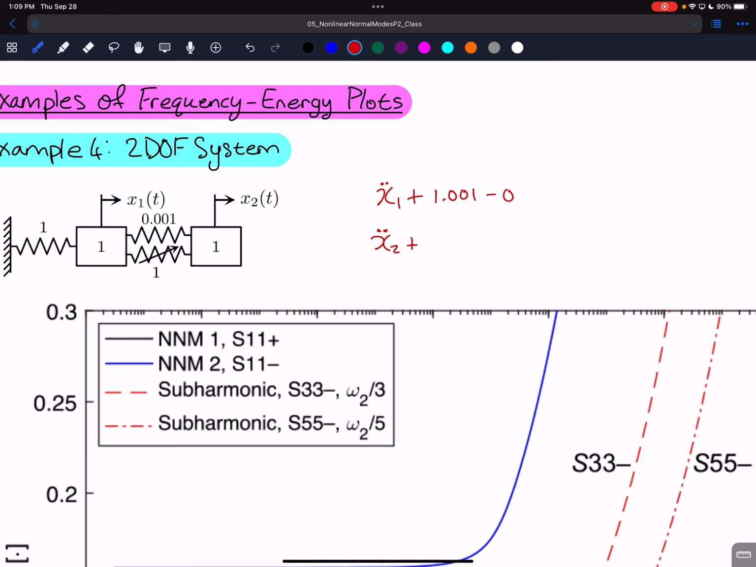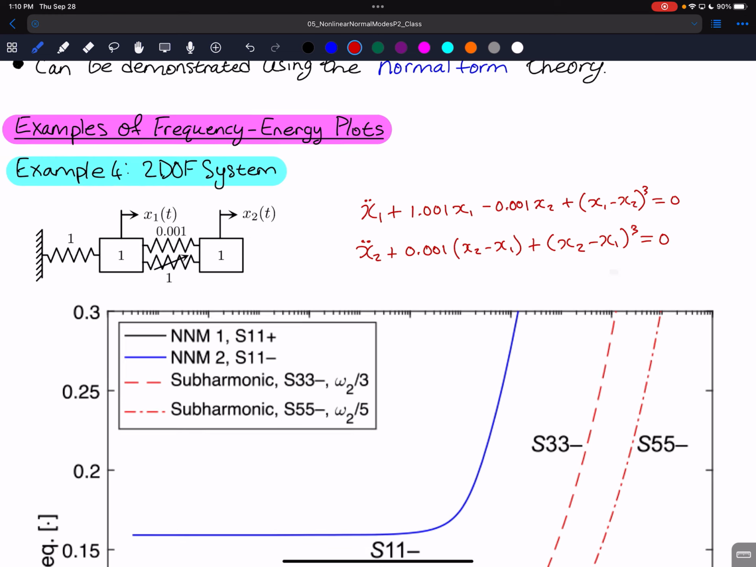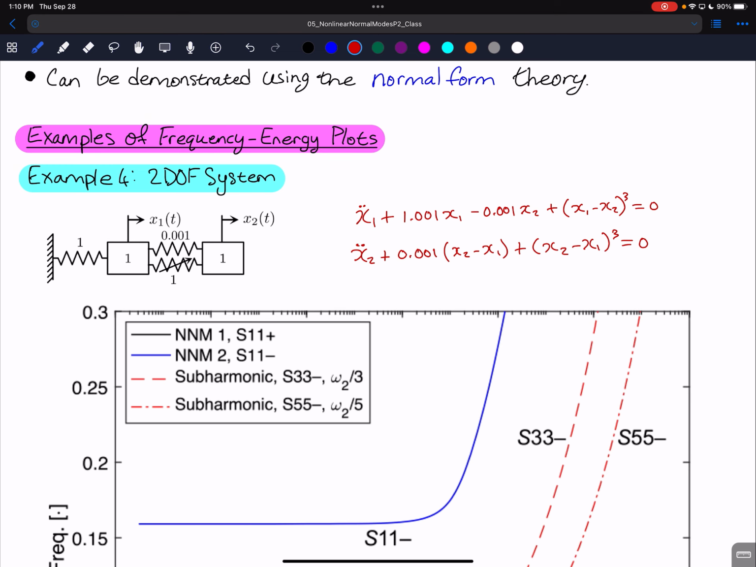In this case, the equations of motion are x1 double dot plus 1.001 times x1 minus 0.001 times x2 plus (x1 minus x2) cubed equals 0, and then x2 double dot plus 0.001 times (x2 minus x1) plus (x2 minus x1) cubed equals 0. So in this example, we have two equal masses that are coupled by a very weak linear spring and a strong nonlinear spring.